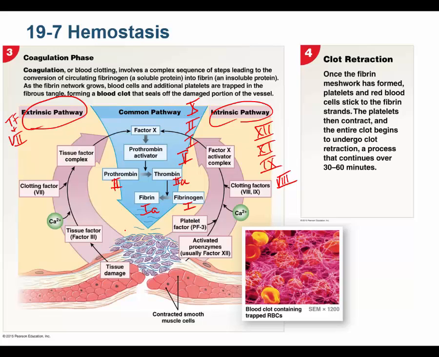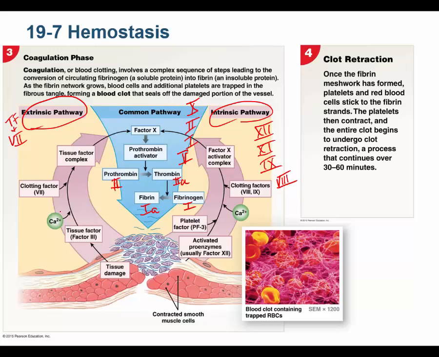Okay, so I don't need you to memorize every coagulation protein, but I do need you to know that prothrombin and thrombin is 2 and 2A, and fibrinogen and fibrin is 1 and 1A.